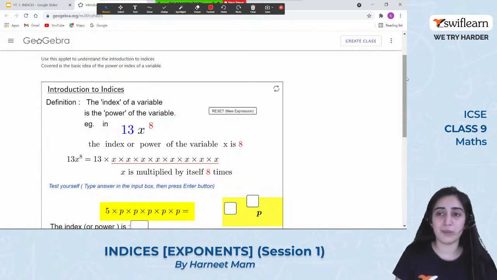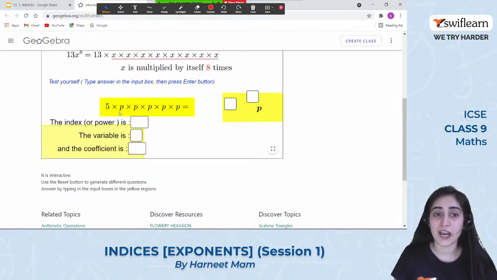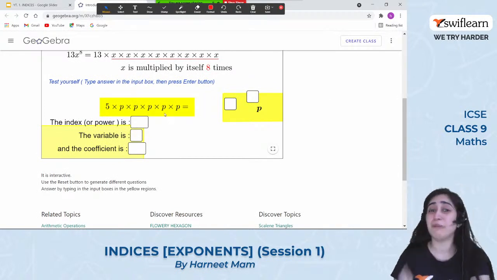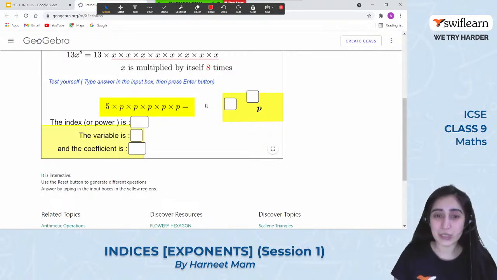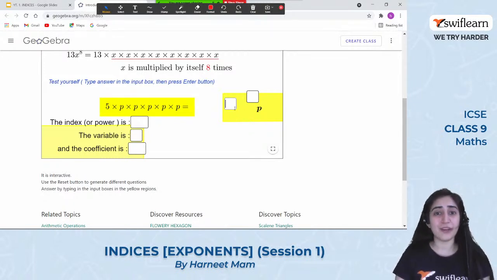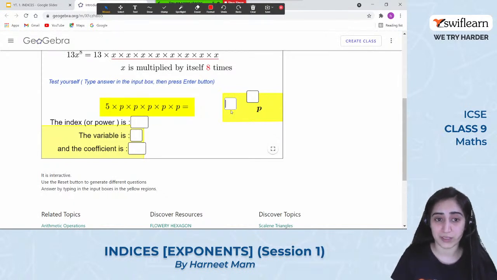Now anyone who can give me the answers of this one, let's see. It says 5 multiplied by p multiplied by p multiplied by p multiplied by p multiplied by p. All right, so what do you think? What should I write in this box? Anyone who can tell me what should be here? What should I write on this box?